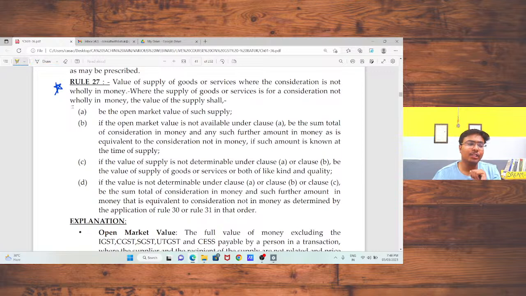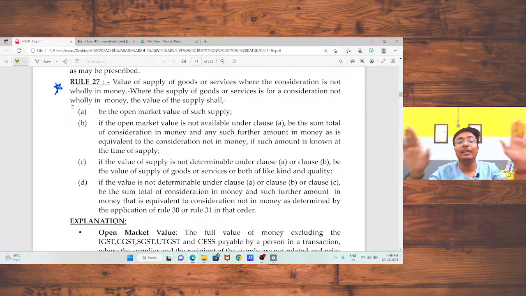Sir, in what situation will rule number 27 be applicable? Sir, this is the most important part of the law, that you need to calculate the value of supply in a very good way, in a proper way, because the maximum of the litigation is only due to your value of supply and your input tax credit.